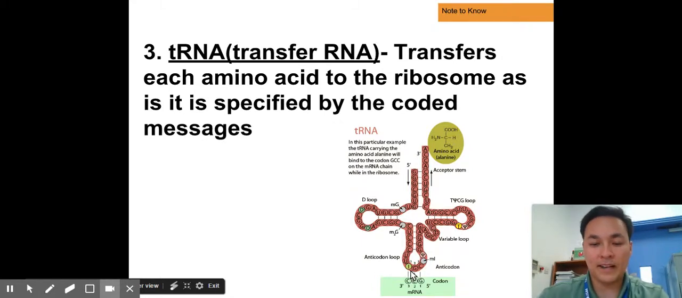At the very bottom is what's called the anticodon. The anticodon's going to match up with the codon to provide for the genetic code, right? So if this is CCG, the anticodon has to be GGC. That'll bring the correct amino acid in here, which is alanine.